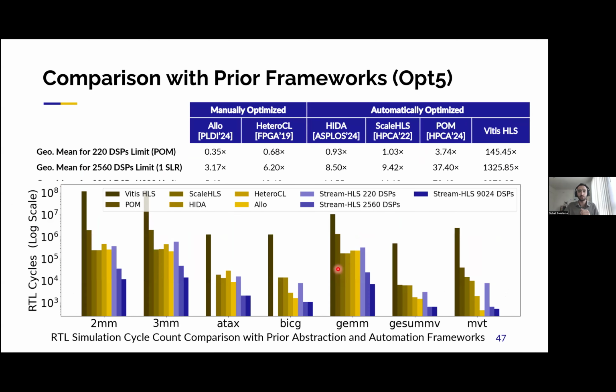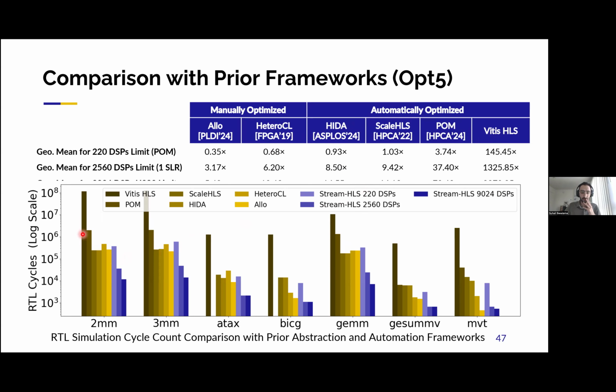And then first, we compared with the prior manually optimized works that I mentioned, Allo and HeteroCL, that give you a high level of abstraction. So for these designs, they were manually optimized using their scheduling languages. And then we also compared with automatically optimized frameworks, IDES, KLHRS, and POM, and also with the naive Vitis HLS designs without doing any optimizations or dataflow optimizations.